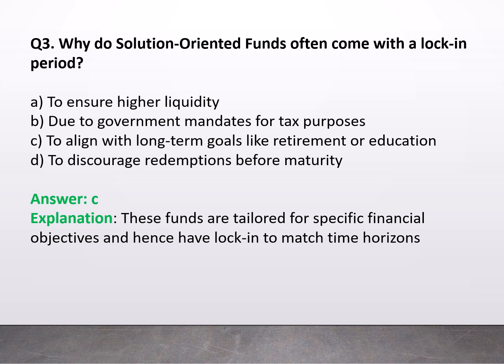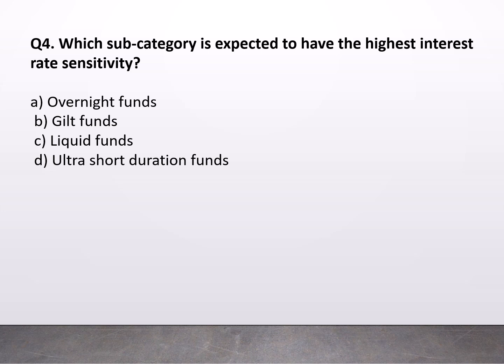Next question. Which of the following subcategories is expected to have the highest interest rate sensitivity? Option A. Overnight funds. Option B. Gilt funds. Option C. Liquid funds. And option D. Ultra short term duration fund.